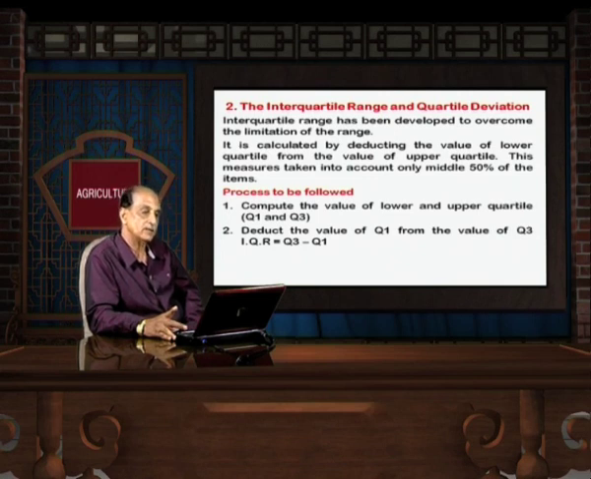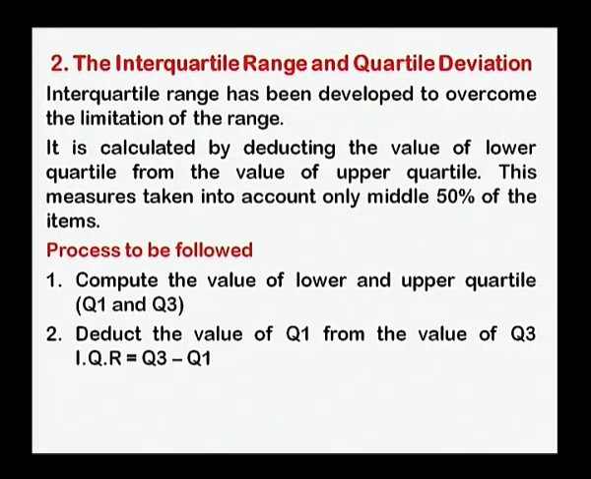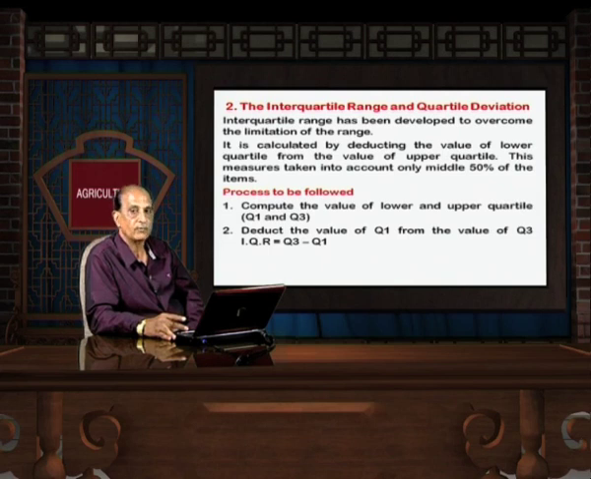The second method is the interquartile range or quartile deviation. Now, the interquartile range has been developed to overcome the limitations of the range. It is calculated by deducting the value of the lower quartile from the value of the upper quartile, or we can say we have to calculate Q1 and Q3 and find the difference. This measure takes into account only the middle 50% of the items.